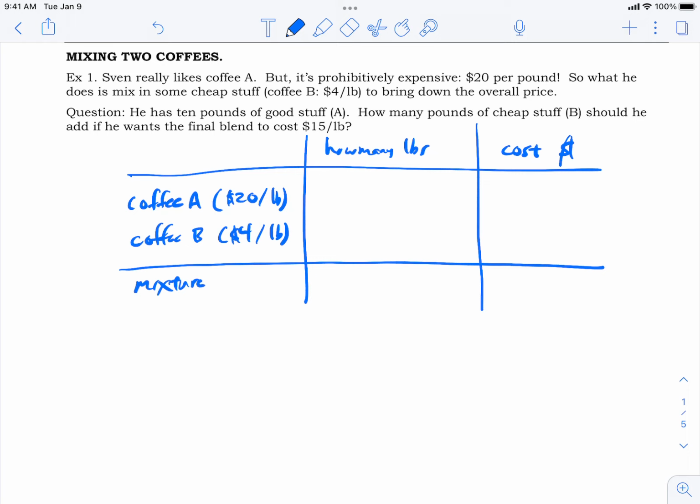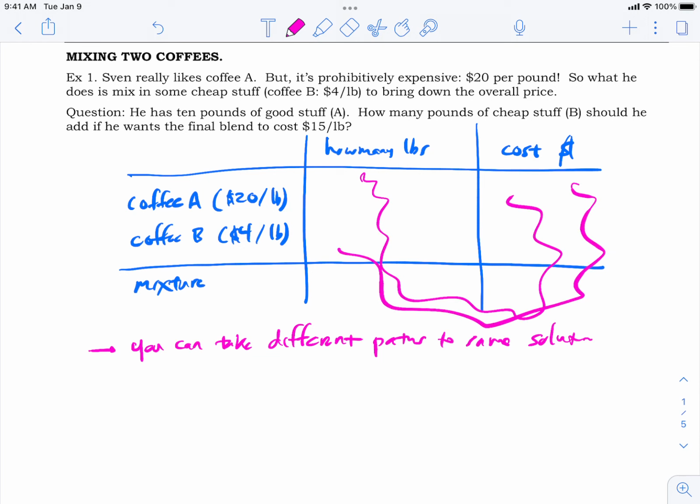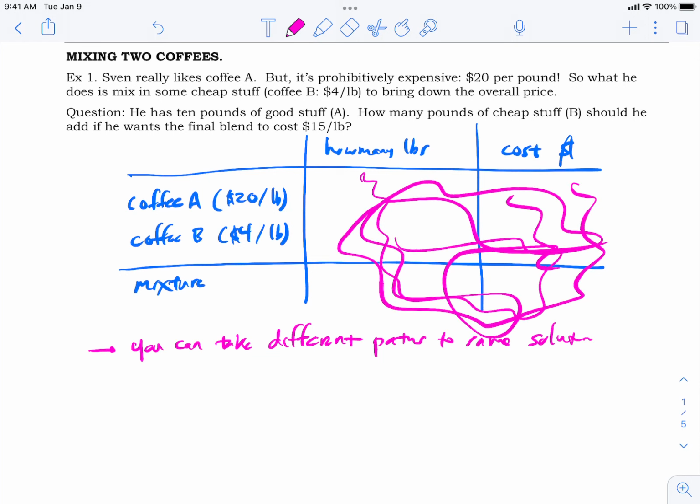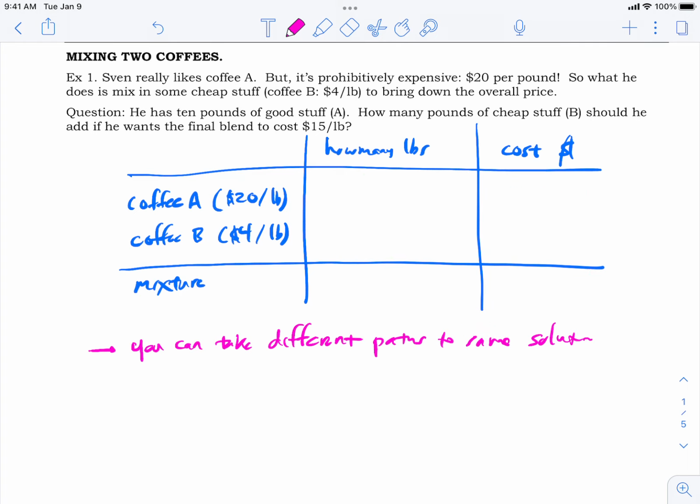Now I need to pause for a second and say that I'm going to show you one path through this table, but you can take different paths to the same solution. There are many ways to fill in this table. You might start here and fill it this way and this way. You might start here and fill it this way and this way. The point is, different people will fill in their tables different ways. In fact, I've taught different ways of filling in this table.